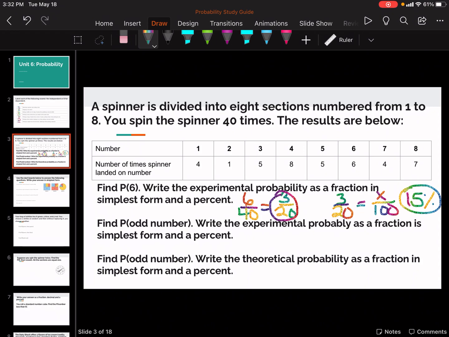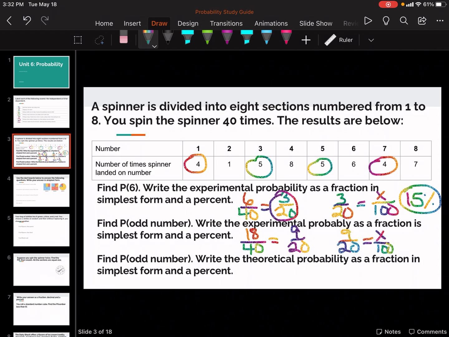Getting an odd number is going to be 4, 5, 5, and 4, which is going to be a total of 18 out of 40. Let's simplify that to 9/20ths. Change 9/20ths to be x over 100 for our percent, and that is going to be 45% when you cross multiply and divide. So the next one, those were both experimental.